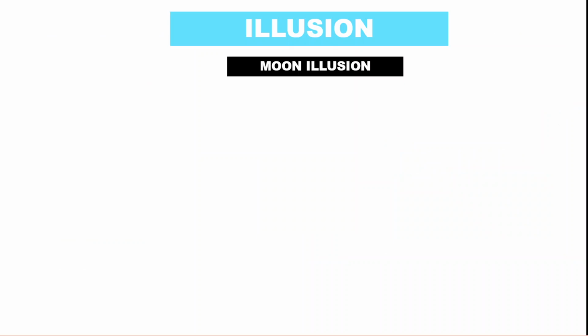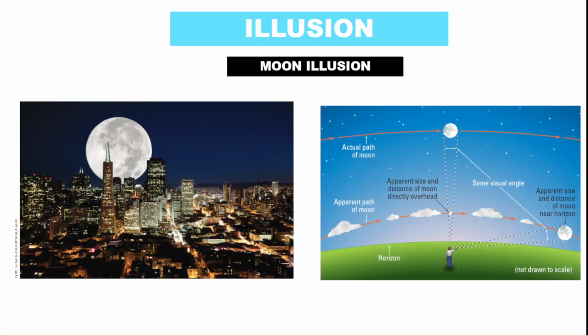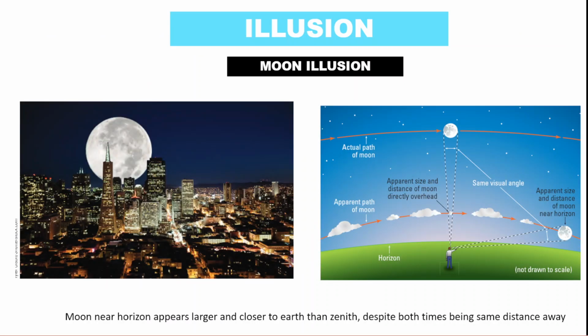So, illusion number one, the moon illusion. What is happening is that the moon, when it is near the horizon, appears as if it's larger, but it is at the same distance as any other day or any other night.